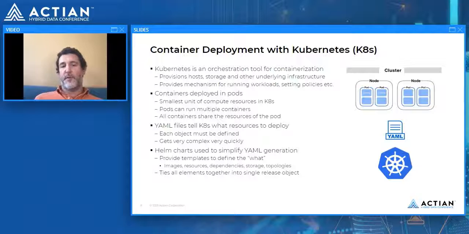The way we've dealt with this, and is quite common, is by the use of Helm charts. And Helm charts are used to simplify the generation of the YAML by using templates. This allows you to specify fairly easily the images, resources, dependencies, network topologies, and anything else that's required for your application to deploy successfully in a single self-contained unit. All those individual pieces are tied together in one individual component, which allows for ease of deployment.